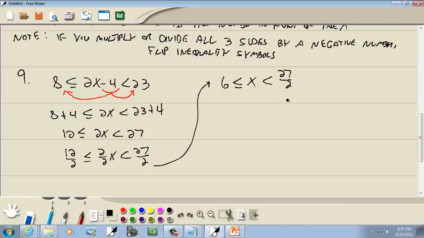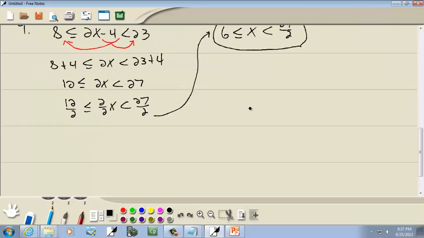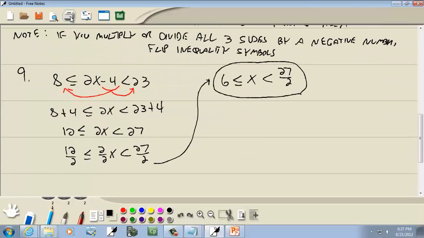Now they don't say how to write their answer, so I'm just going to leave it that way. But it could be interval, set builder, graph. It's hard to say. I always hate when they're not very clear on how they want to answer. Let me save that. And then we'll look at absolute value inequalities.